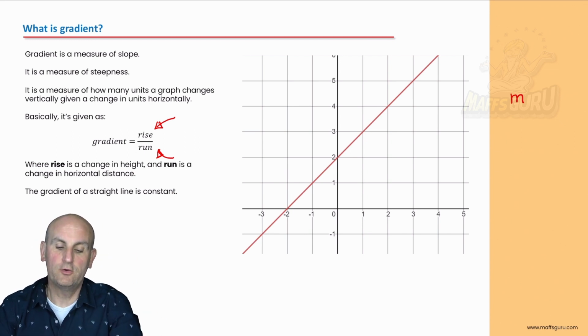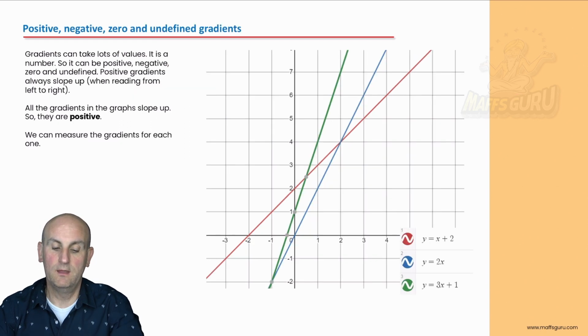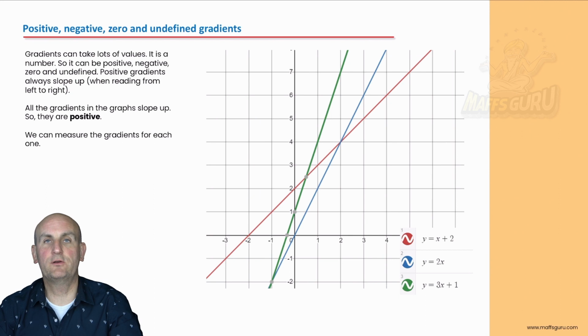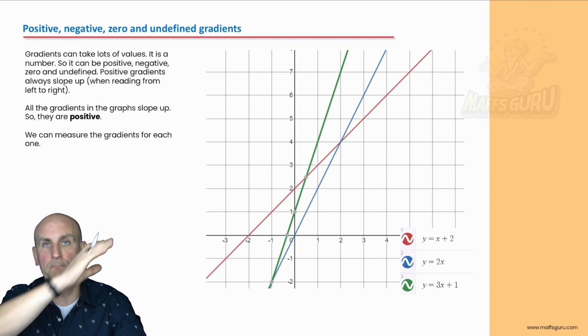Now, gradient is a measure of steepness, and we can find it by choosing 2 points on my graph. More on that in just a moment. But it is important to realize that gradient basically can have 4 main values. That made no sense. I don't quite mean that. Basically, gradients can be positive.